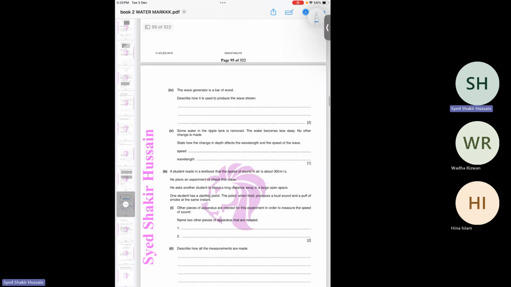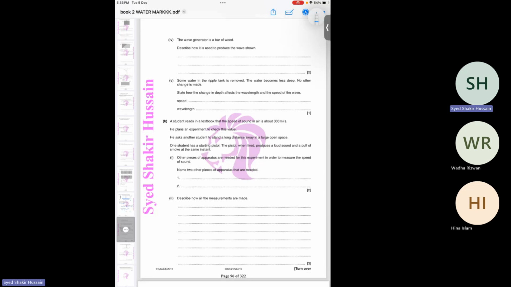Next, the wave generator is a bar of wood. Describe how it is used to produce the wave shown. So how does the wave generator produce a wave? What can we write for this? When the wave generator moves the bar up and down regularly at constant frequency, it will result in energy from the generator being transferred to the water particles, forming a wave. Is it? Yeah. All right.